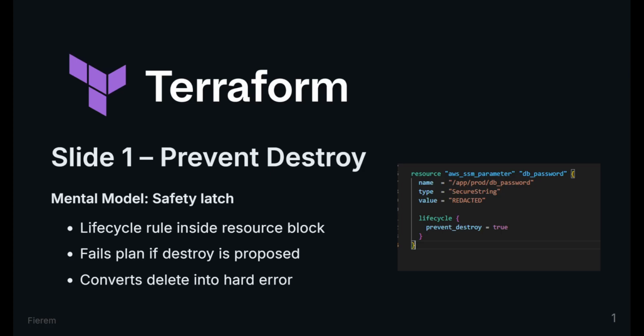Prevent destroy adds a lifecycle rule to a resource block. That rule causes Terraform to fail the plan if the proposed actions include destroying that resource.